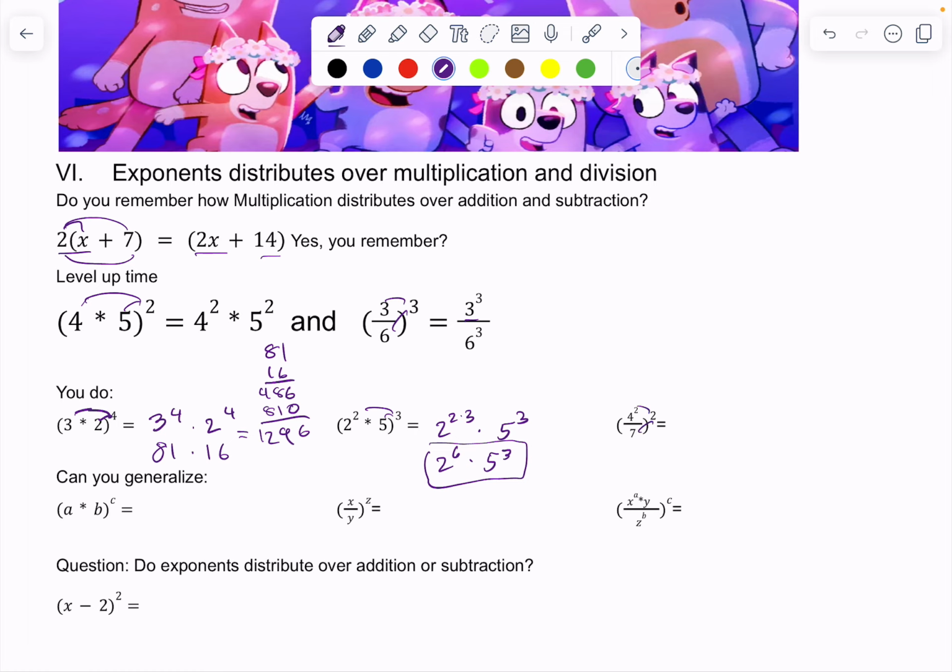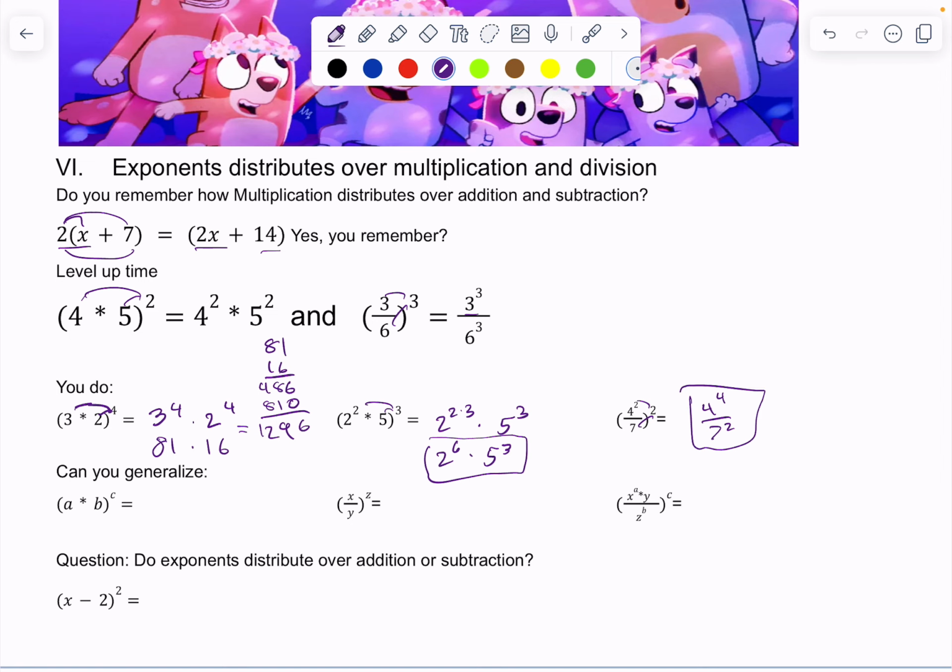Distribute, and we have 4 to the 4th power and 7 to the squared. I'm trying to think 16 times 16. Don't know what 16 times 16 is off the top of my head, and so I'm not expecting you to know it. The bottom number I know, 7 squared, is 49. But we can keep it like this for now.